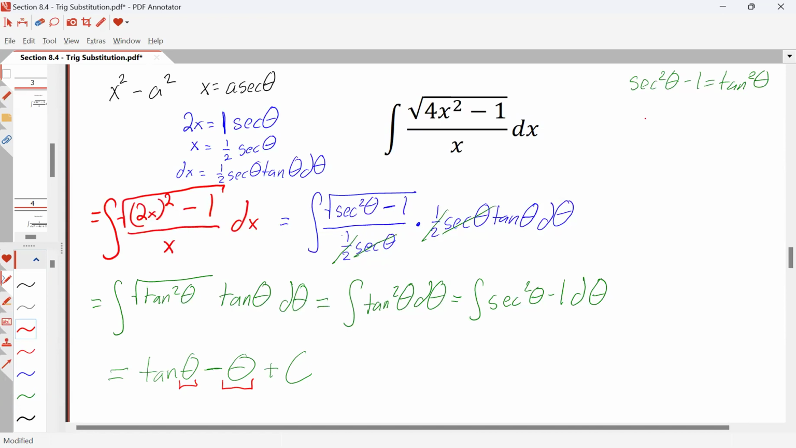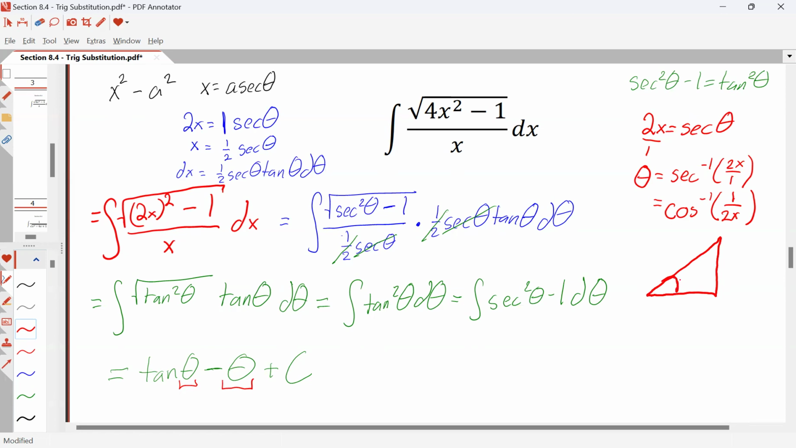So off on the side, I'm going to rewrite the substitution we had. We had 2x equals secant theta, or 2x over 1 equals secant theta. This also means that theta equals secant inverse of 2x over 1. And secant is the reciprocal of cosine. So it's much easier to work with sine inverse, cosine inverse, or tangent inverse. So going to rewrite the secant inverse as a cosine inverse, that will take the reciprocal on the inside. So cosine inverse of 1 over 2x equals theta.